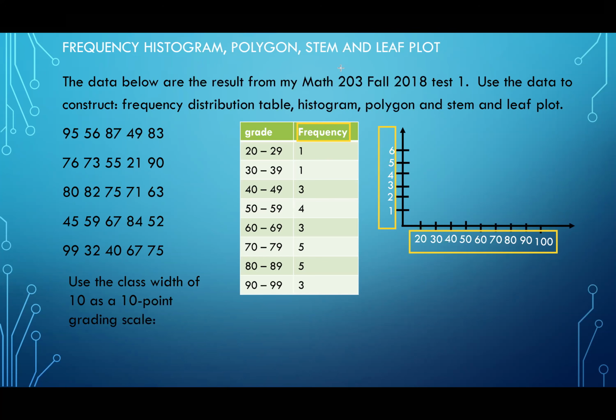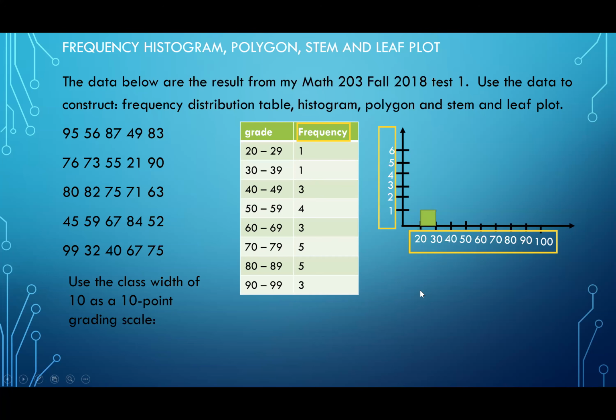So again, looking at this, your frequency will always be your vertical item. Your horizontal item will always be your data, or in this case, your classes. The only thing you need to do is ask yourself, between 20 and 30, how frequent do you have? As you can see, you draw a bar between 20 and 30, and your frequency is 1.